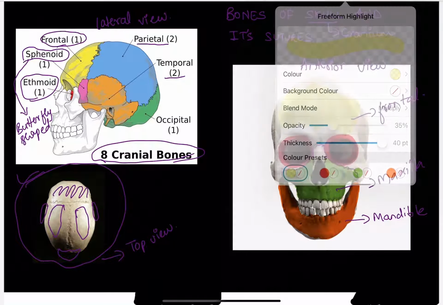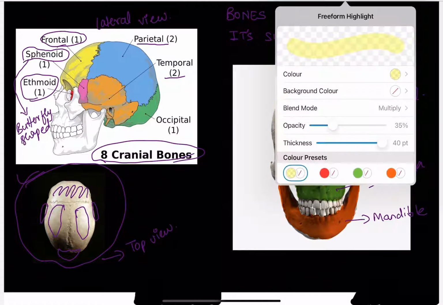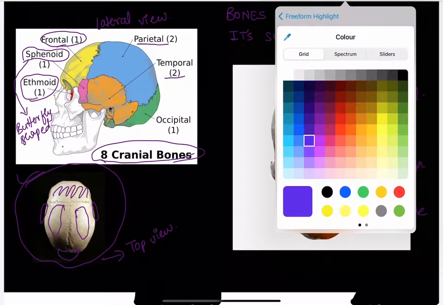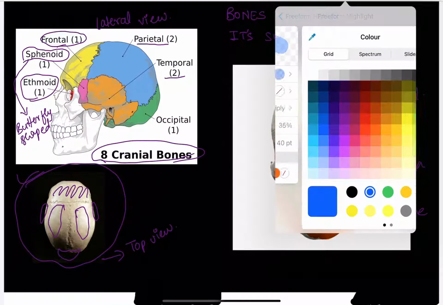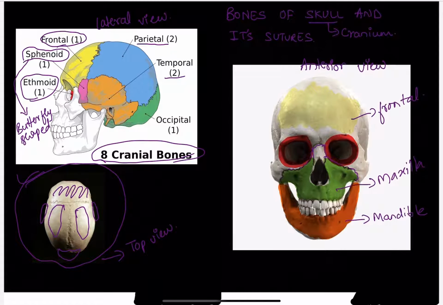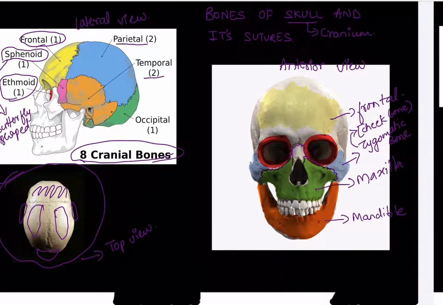I'll change the color to yellow once again. Do you see this? No. Change it to a different color. Can you see this part? What is it? Cheekbone. This cheekbone is also known as zygomatic bone. What is it known as? Zygomatic bone. In normal terms, what do you call this? Cheekbone. Okay, understood? Now we'll be moving further.